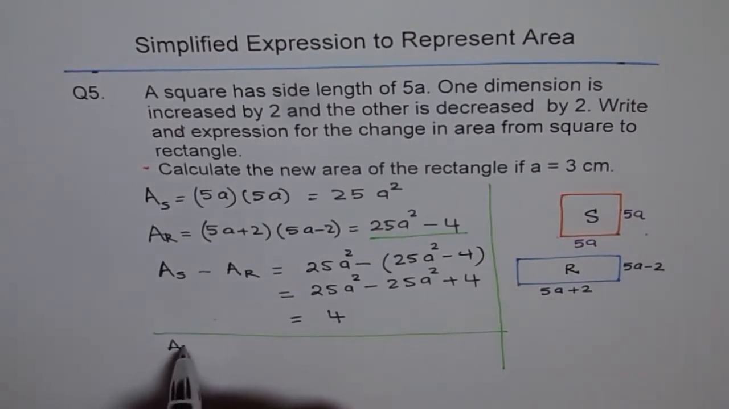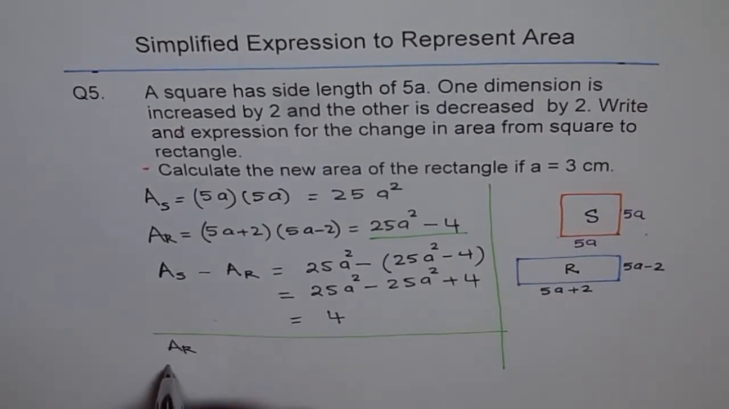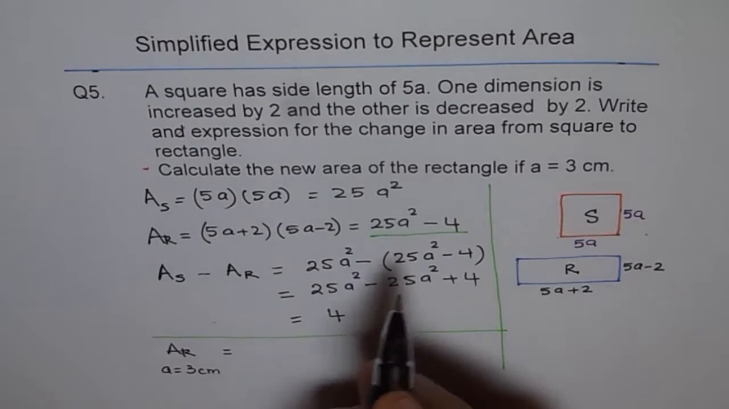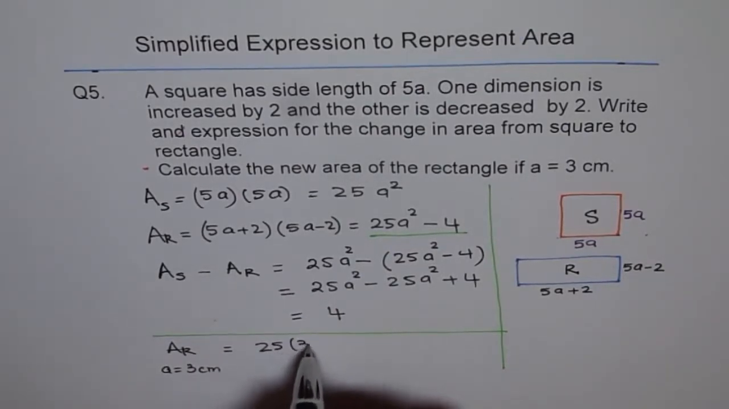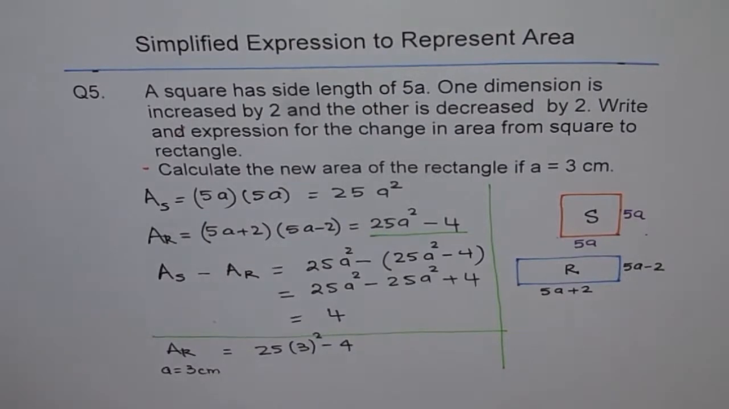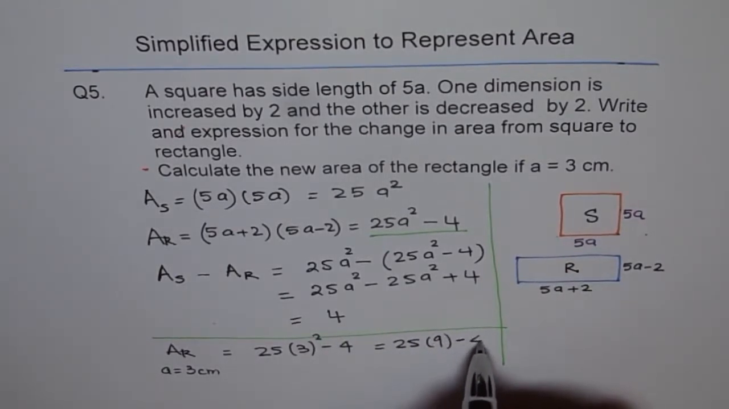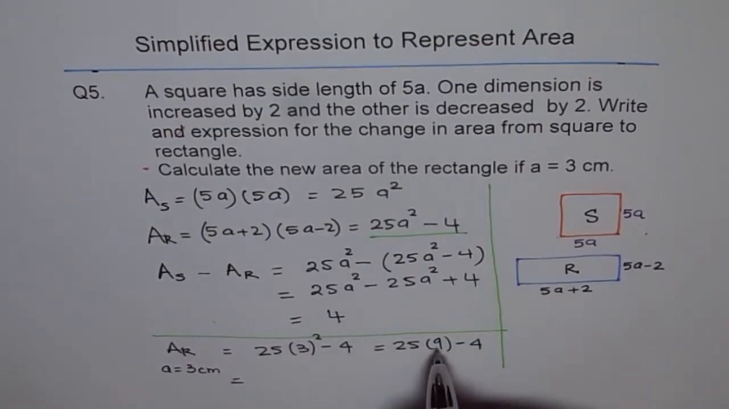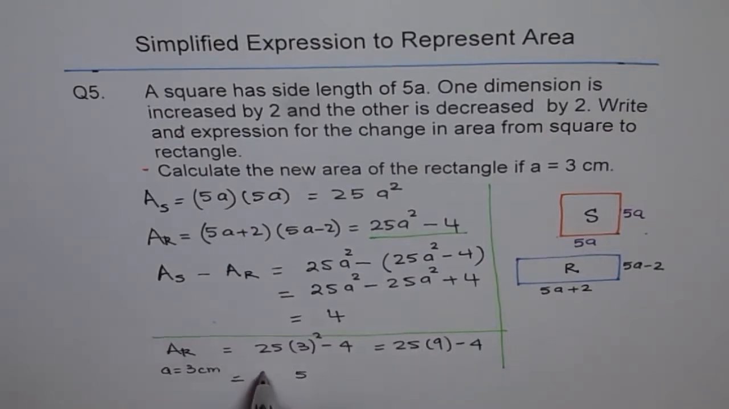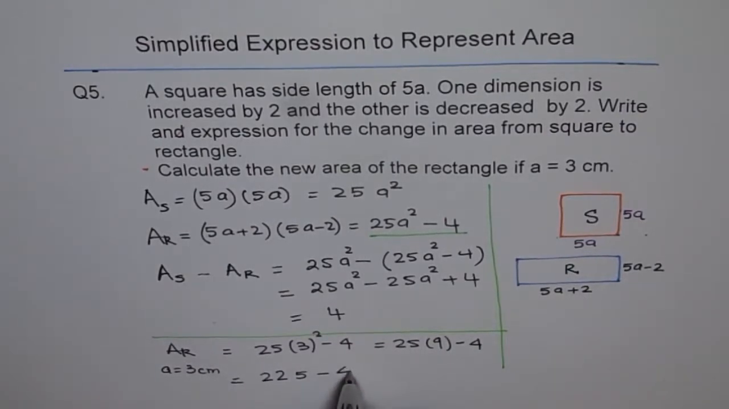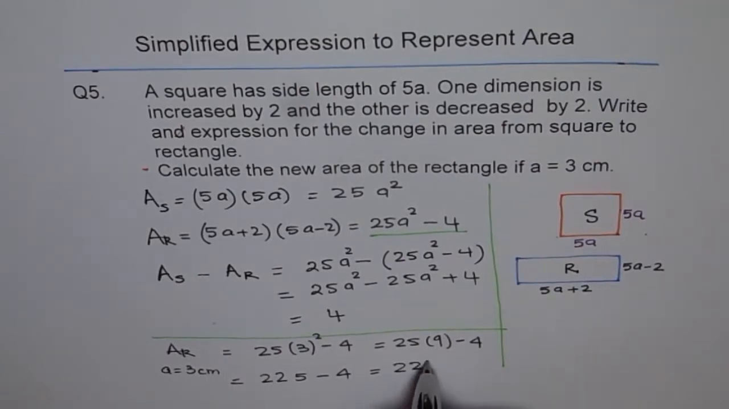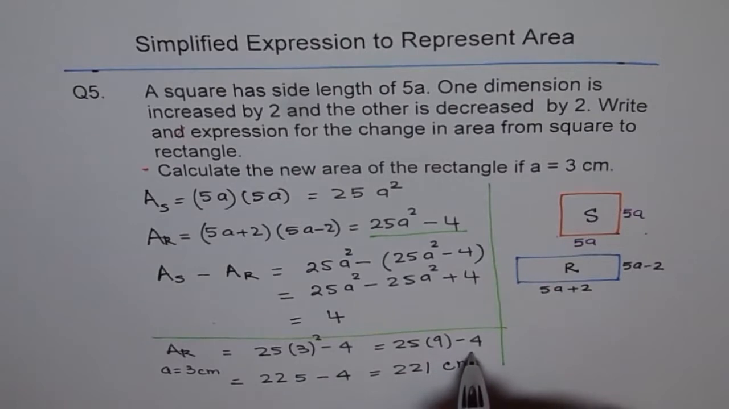So the area of the rectangle where a equals 3 centimeters is equal to, we'll plug in 3 for a, right? So we get 25 times 3 square minus 4, correct? Which equals 25 times 9 minus 4. And 9 times 5 is 45, 9 times 2 is 18, and 18 and 4 is 22, so 225 minus 4, and that gives you 221 centimeters square, correct?